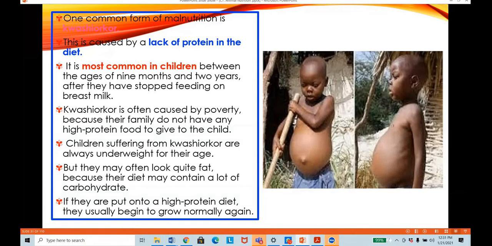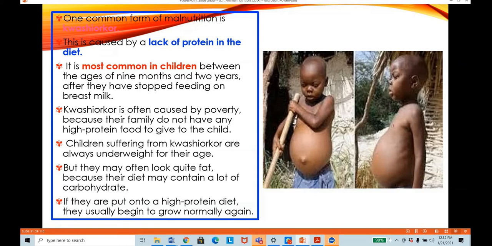Okay, and then one more condition of malnutrition, one common form of malnutrition, is kwashiorkor. You can see the boy in this picture who is pot-bellied. His belly is like a pot, though the rest of his body is very, very thin, and that is undernutrition, isn't it? So this is a disease which is caused by a lack of protein in the diet. Though you're including a lot of carbohydrates, if there is no protein in the diet, which is very important for growing children, then you will get this disease known as kwashiorkor.